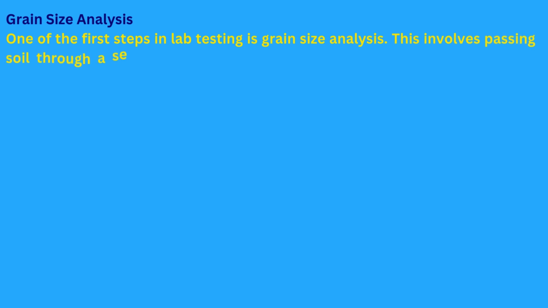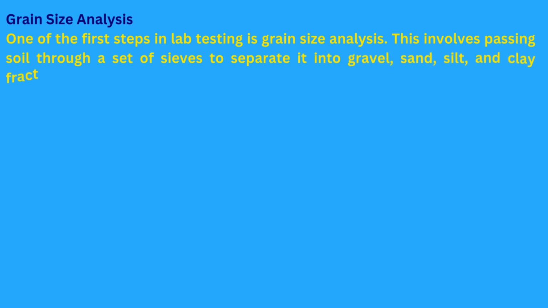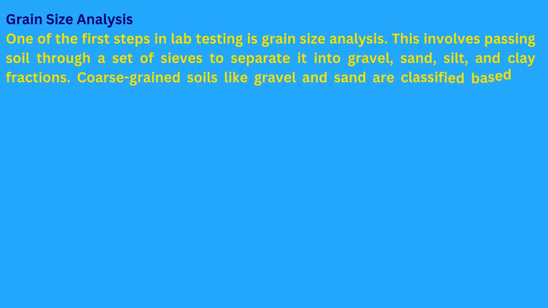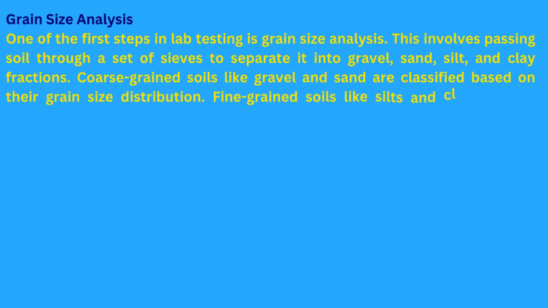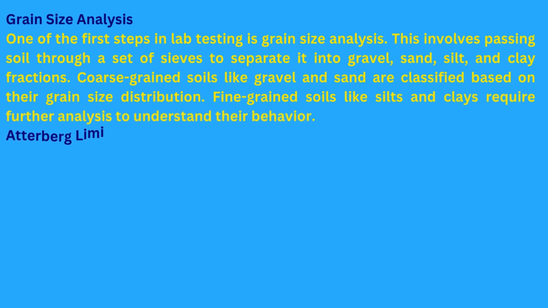Grain size analysis. One of the first steps in lab testing is grain size analysis. This involves passing soil through a set of sieves to separate it into gravel, sand, silt, and clay fractions. Coarse-grained soils like gravel and sand are classified based on their grain size distribution. Fine-grained soils like silts and clays require further analysis to understand their behavior.